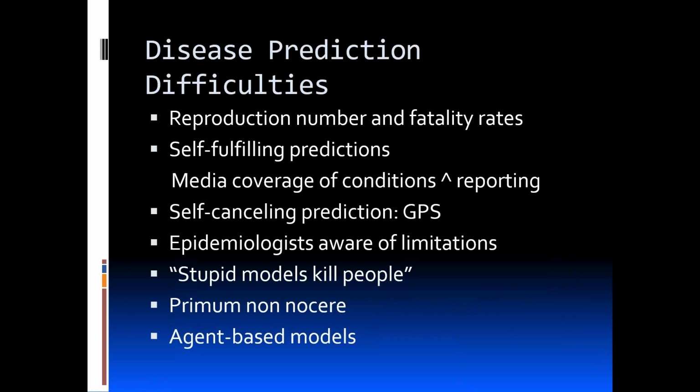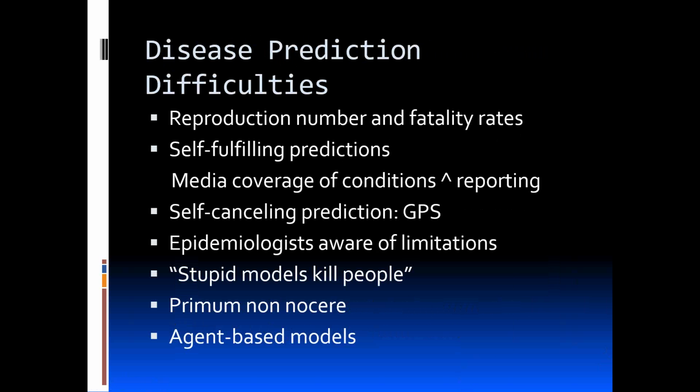There are also self-canceling predictions. And in the book, he talks about the use of GPS for traffic navigation. He says that your GPS tells you to take an alternative route because there's less traffic. And then it also tells everyone else on the road to take that route. So pretty soon, the route that was less congested becomes just as congested.